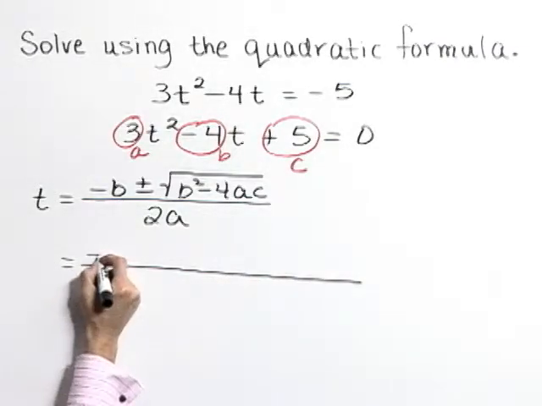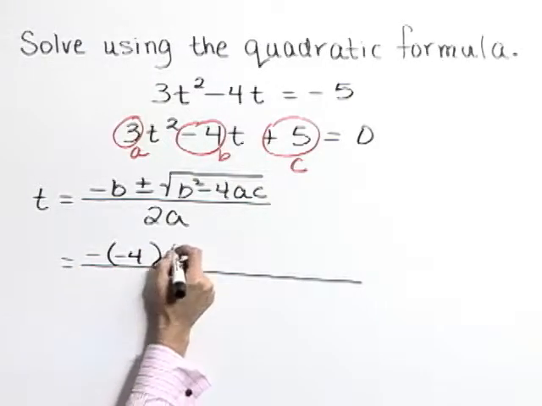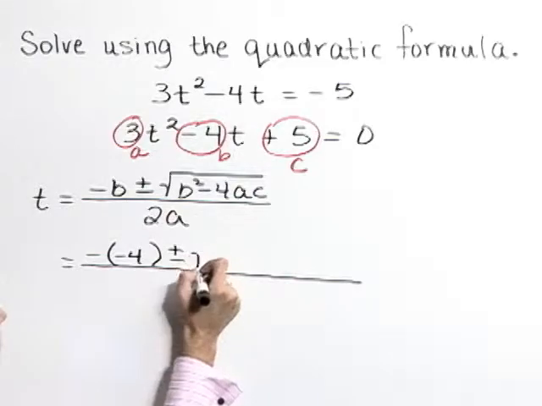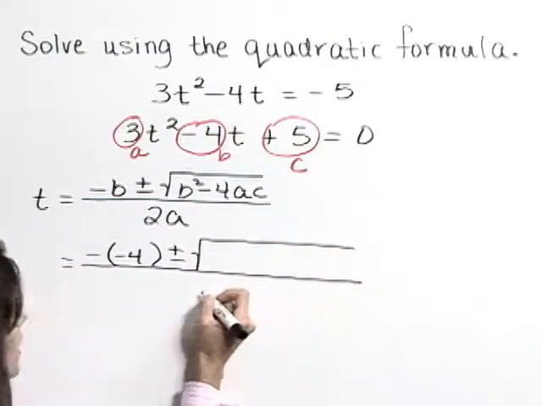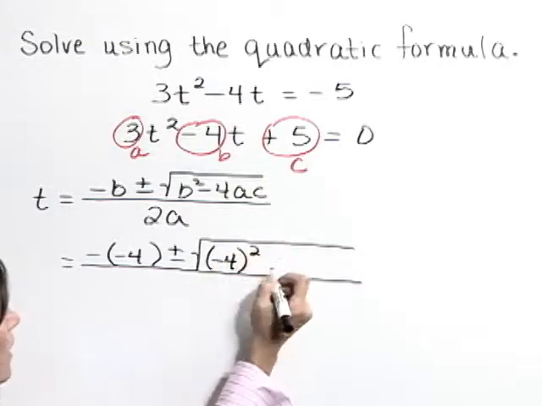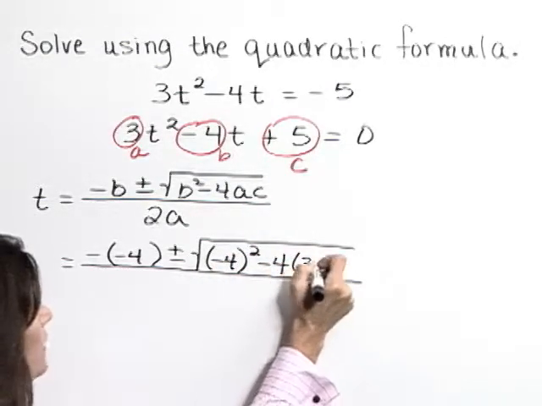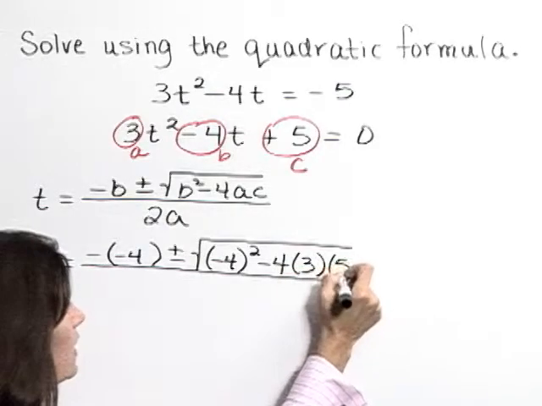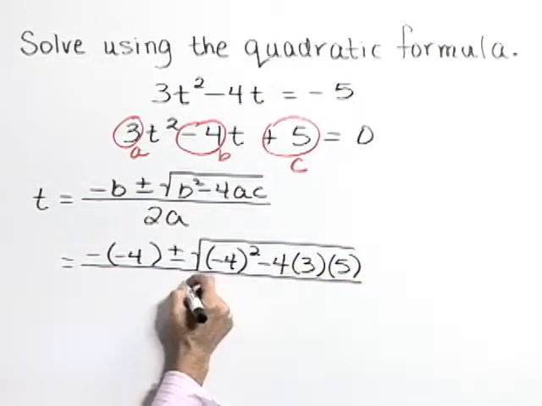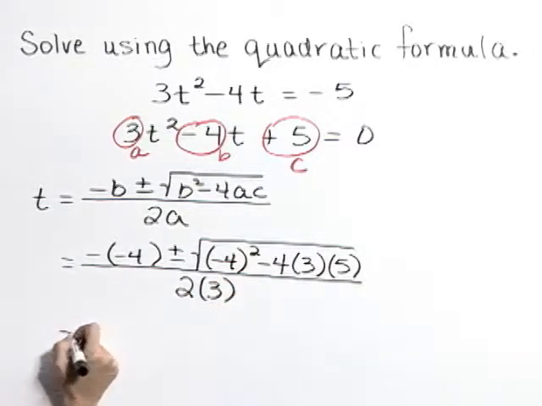Now substitute those values into your quadratic formula to get the opposite of b, or the opposite of negative 4, plus or minus the square root of b squared, which is negative 4 squared, minus 4 times a, which is 3, times c, which is 5, all over 2 times a, or 2 times 3.